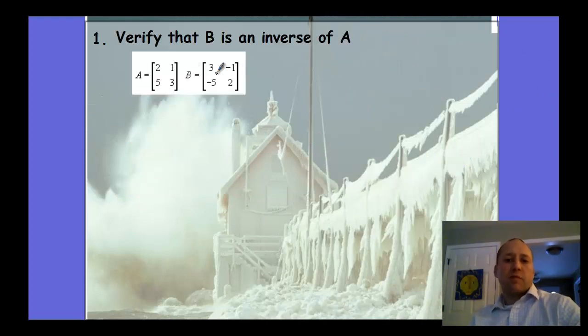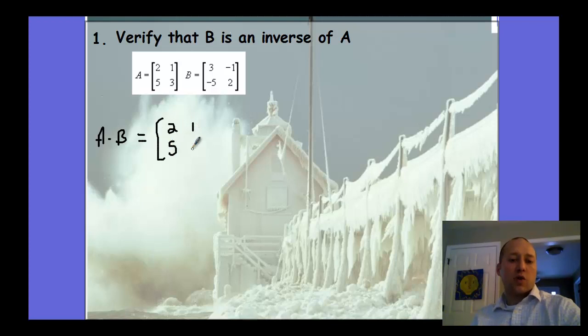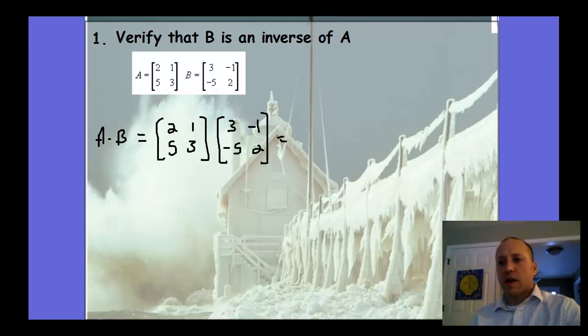So let's verify that B is an inverse of A. To do that, we have to recall that we do A times B, and we should get the identity matrix. We have to show both directions for multiplication because it's not commutative for matrices. If we multiply that, we're going to do row by column. You remember how to multiply row by column.